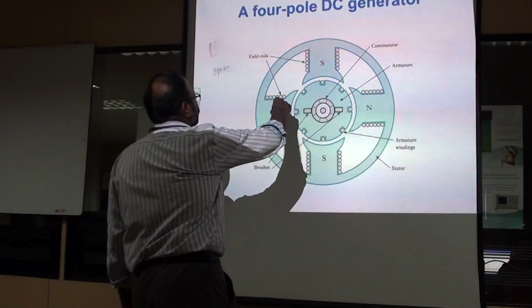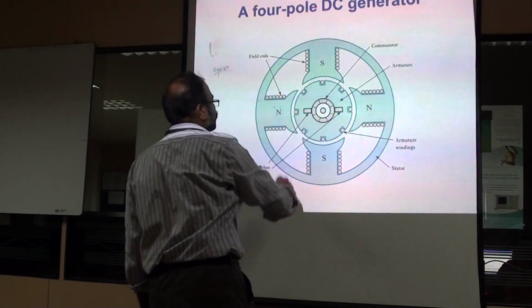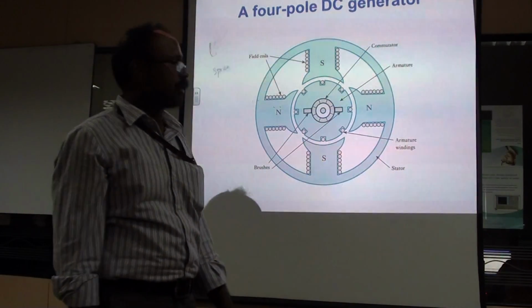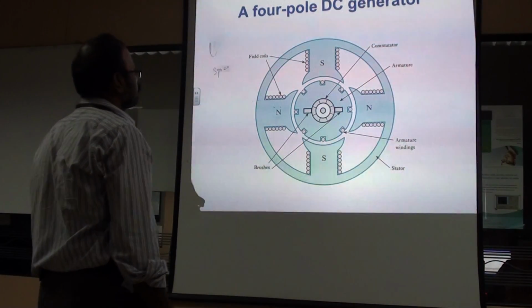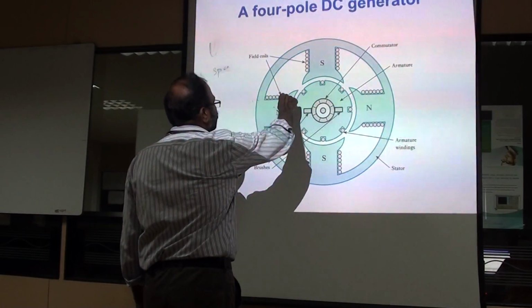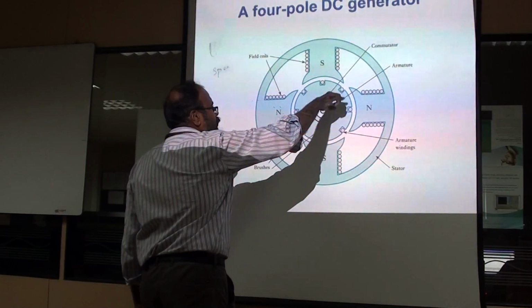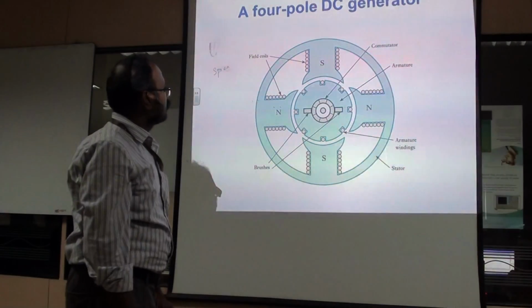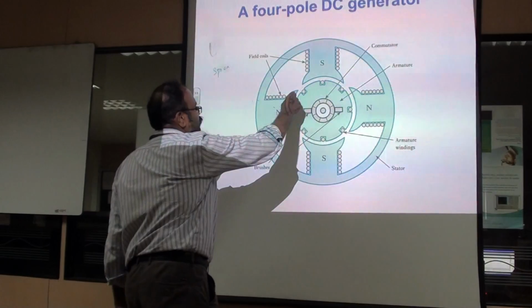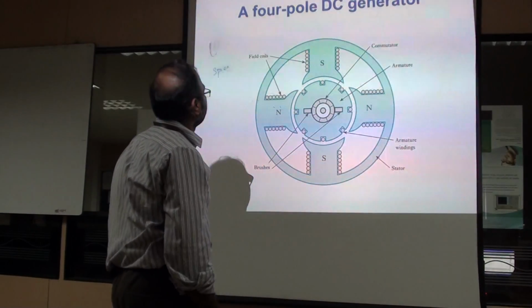And these are the poles, which act as a physical support for the field coils, which are provided with DC supply in order to produce the flux. That is for DC excitation. These field coils will produce the flux, and that flux will be distributed in a uniform manner over the armature with the help of the pole shoes. This curved part is nothing but the pole shoes.